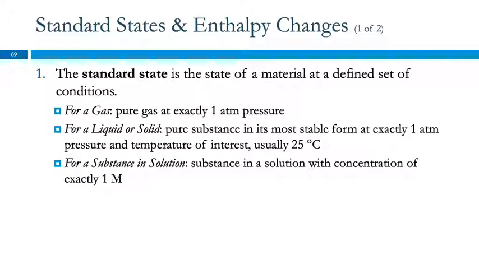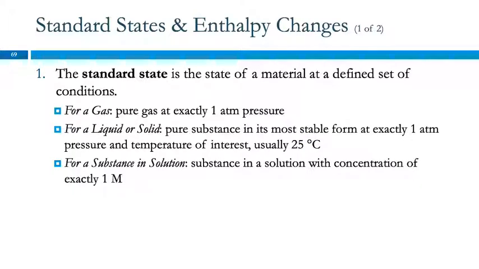So what is the standard state? It's the state of a material at a defined set of conditions. And those conditions are going to be different depending on whether it's a gas, a liquid, or a solid. So if the element is a gas, we're looking at a pure gas at exactly 1 atmosphere of pressure. If you have a liquid or a solid, it's going to be the pure substance in the most stable form.